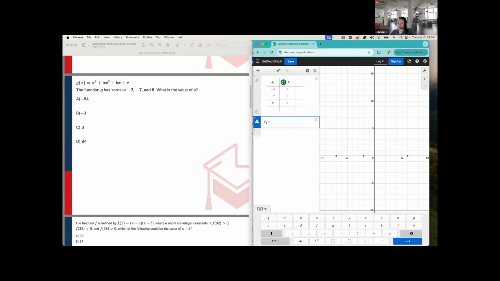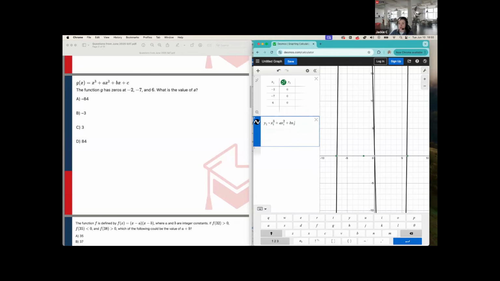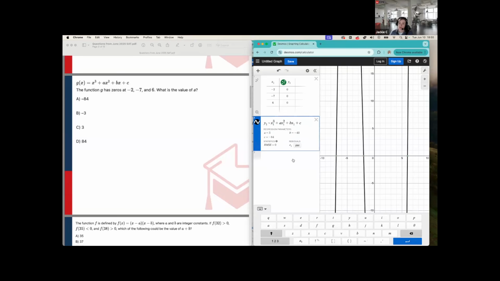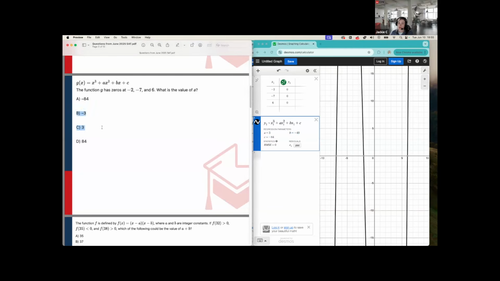So we have x1 cubed plus a x1 squared. And remember what I'm doing. I'm taking the 1 here because I want to grab these coordinates from the table. Plus b x1 and then plus c. And we can see, just like the previous one, I have everything here at 0, meaning it fits the regression perfectly. And I see that a is equal to +3, c is equal to -84, b is equal to -40. So the correct answer would be 3.